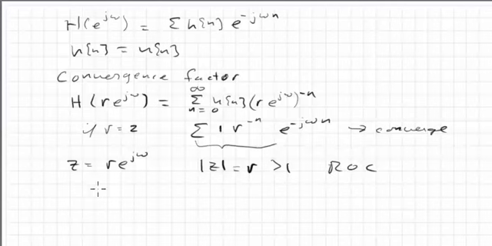All right, so we get two benefits out of this. If we let r equal 1, we still get the frequency response, just like always. And the other thing is, by looking at what values of r cause this to converge, we get some information about stability.